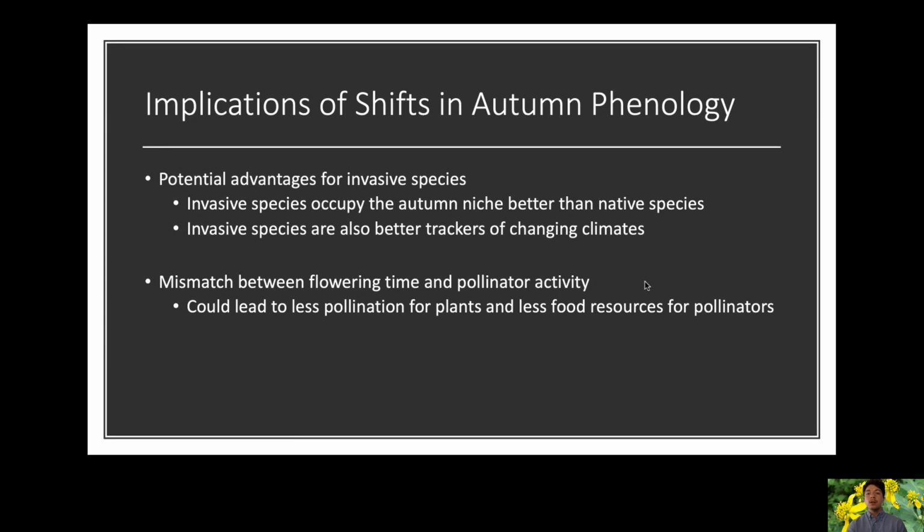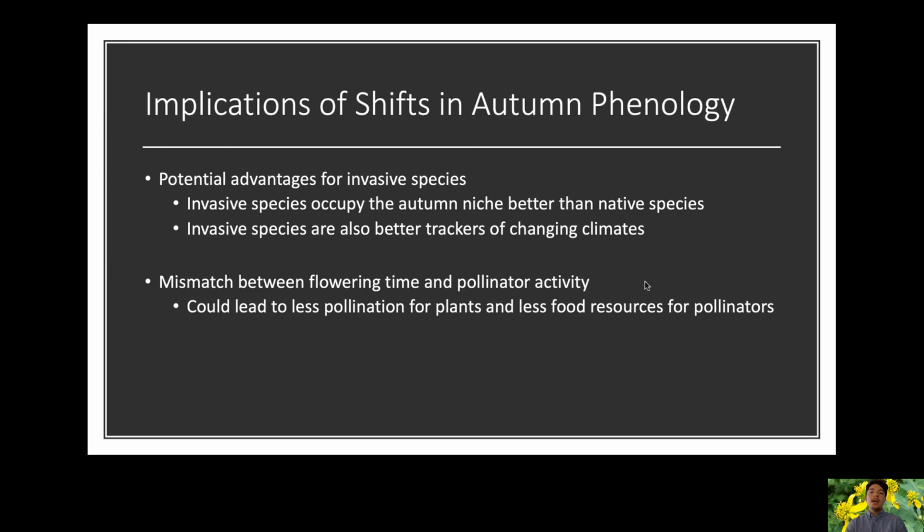As for implications for autumn phenology, and why I think this research is important, invasive species, for one, are better at occupying the autumn niche than native species. And invasive species are also better trackers of climate change. The combination of those two things means there is a possibility that if climate change progresses and seasons shift more, invasive species may gain a foothold, leading to disastrous consequences for native ecosystems.